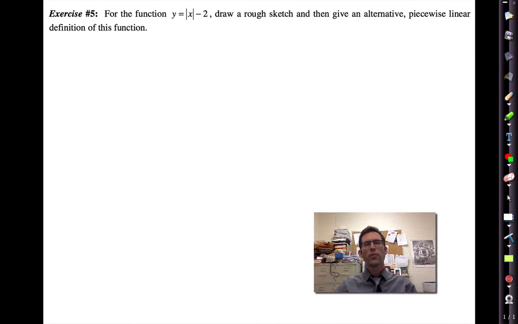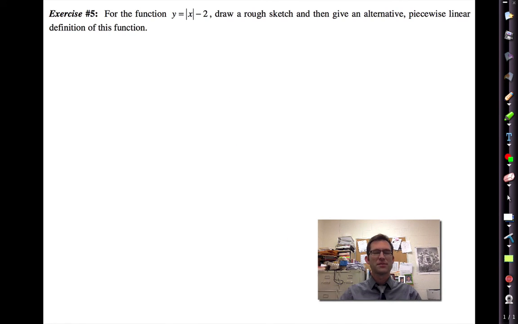So for the last problem, we're going to look at an absolute value function. Absolute value functions are very important in the course, but the irritating thing about them is that they really are piecewise functions, and we're going to see that in the next problem. Here I'm giving you the function y equals the absolute value of x minus 2, and I'm asking you to draw a rough sketch and then give an alternative piecewise linear definition for this function. So why don't you go ahead and try this? I know it's a little bit different, but take a shot at it.